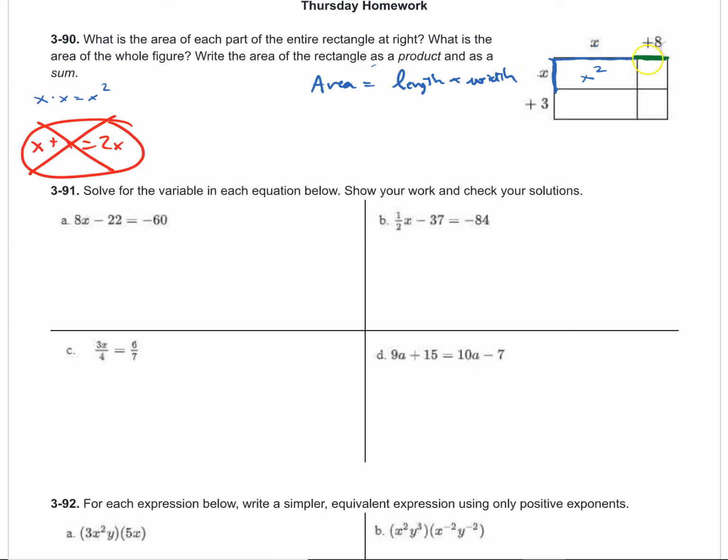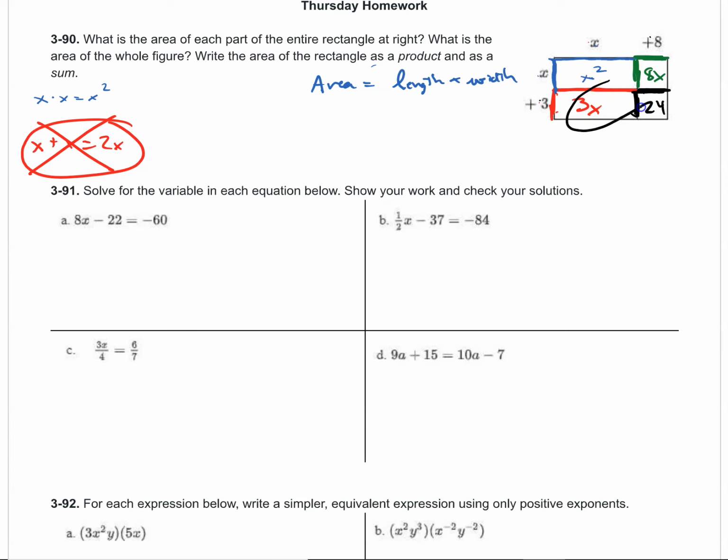So let's do another one. This one has a length of 8 and a width of x. 8 times x, 8x. Let's do another one. This one here has a length of x and it has a width of 3. 3 times x is 3x. Lastly, length of 8, width of 3. 8 times 3, length times width is 24.